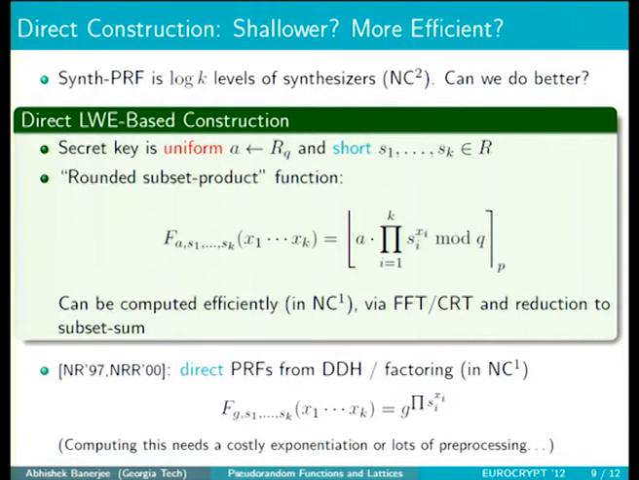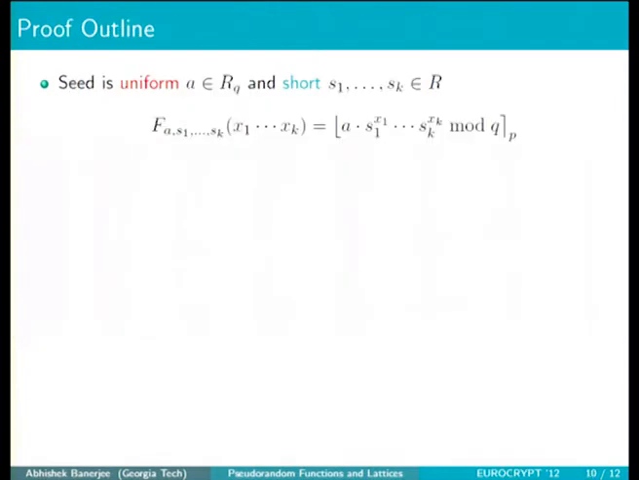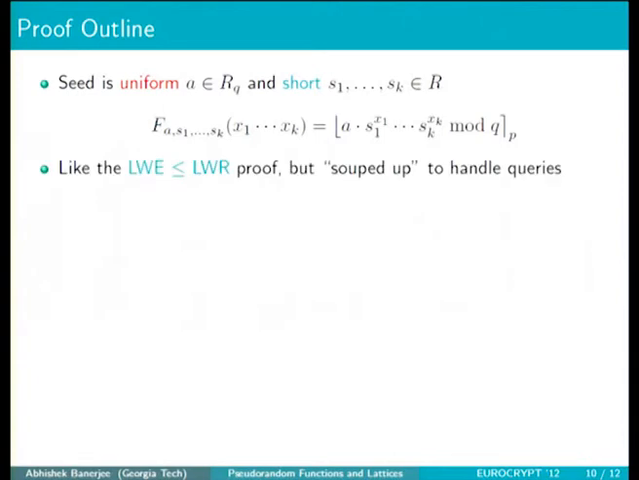And then we compute this function. So this looks complicated. However, this function is really simple. What we do is this input x1 through xk just indexes a subset of these si's. So if xi is 1, then we include that si, and if it's 0, we don't. Once we have that subset, we perform this subset product, and then we multiply a, and then we round it.